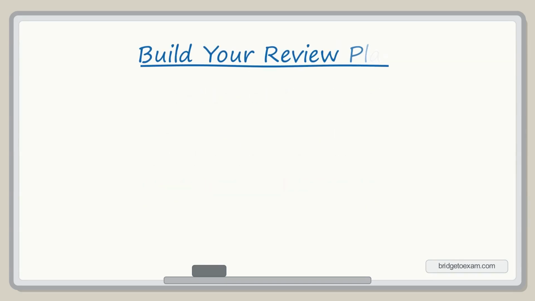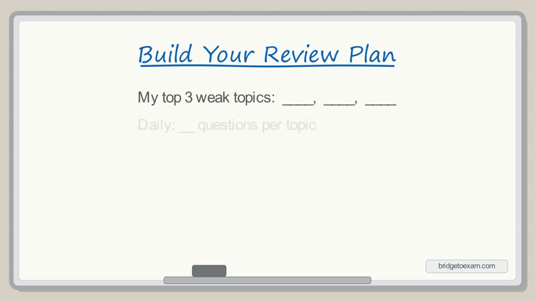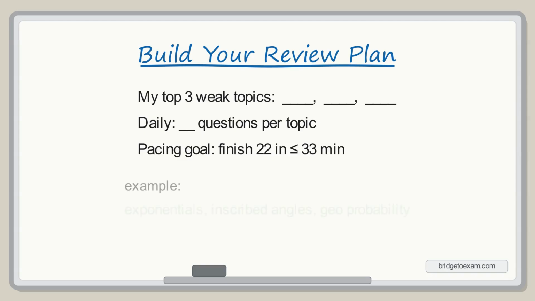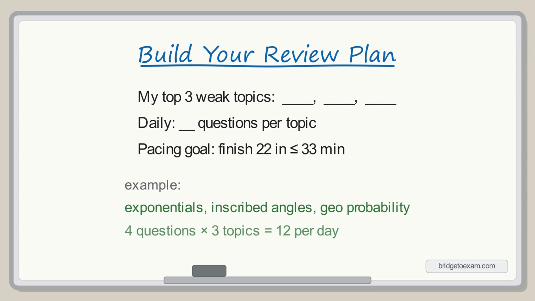Finally, turn all of this into a concrete plan. Name your top 3 weak topics, set a daily question count for each, and fix a pacing goal, like finishing all 22 in 33 minutes with time to review. For instance, exponential equations, inscribed angles, and geometric probability. 4 questions each per day, 12 total. Specific and measurable beats a vague plan to study more.